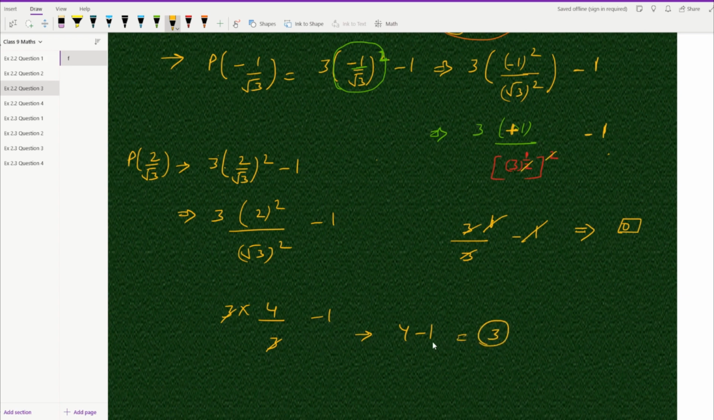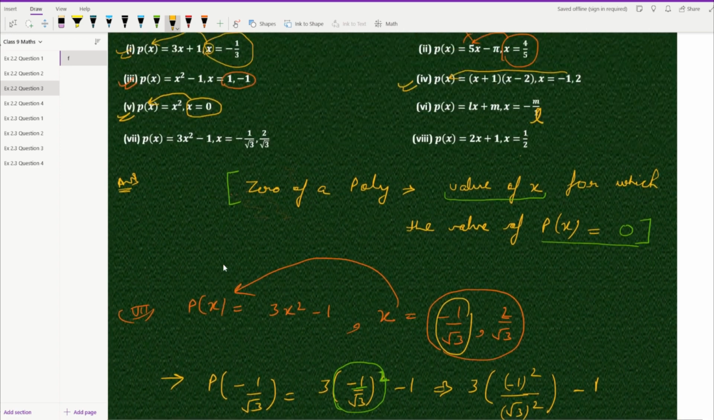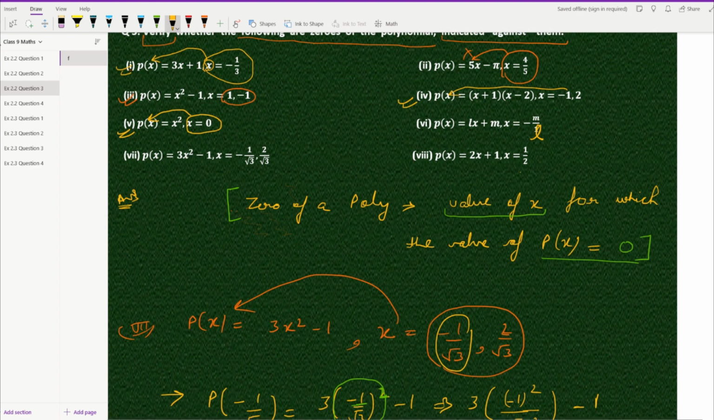So in the first case, for the value −1/√3, the value of the polynomial has become 0. So this is a zero of this polynomial, and 2/√3 is not a zero of this polynomial. One value is a zero and the other value is not a zero of the polynomial.